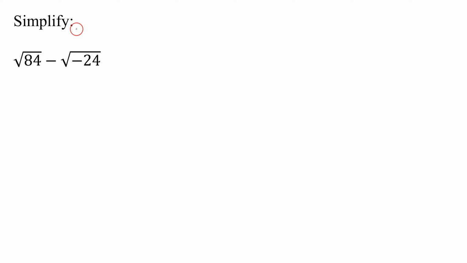In this example, I need to simplify the square root of 84 minus the square root of negative 24. So looking at the first term in my expression, the square root of 84, 84 is not a perfect square, so I'm going to need to factor it into factors that are perfect squares and non-perfect squares. There are many ways to factor 84. It doesn't matter which way you do it.